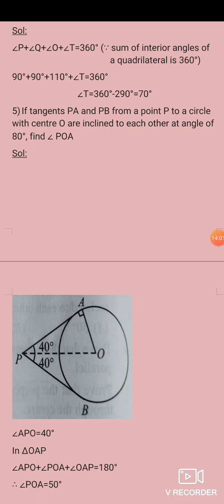Now angle APO plus angle POA plus angle OAP equal to a total of 180 degree. So angle APO 40 degree plus angle OAP 90 degree plus angle POA is equal to 180 degree. At last, angle POA is equal to 180 minus the sum of 90 plus 40, which is equal to 50 degree.